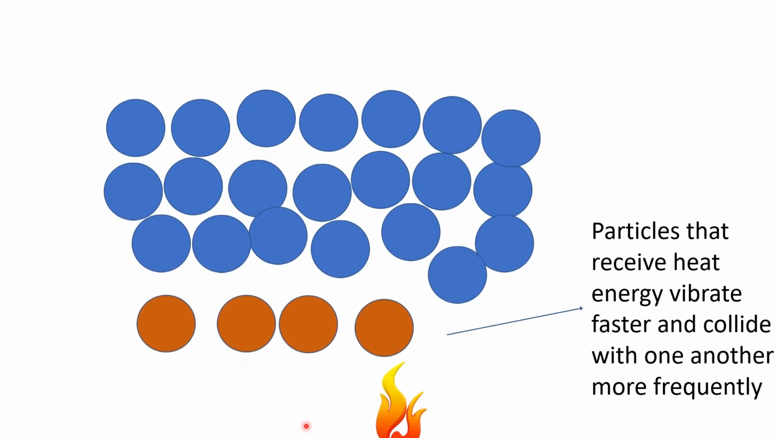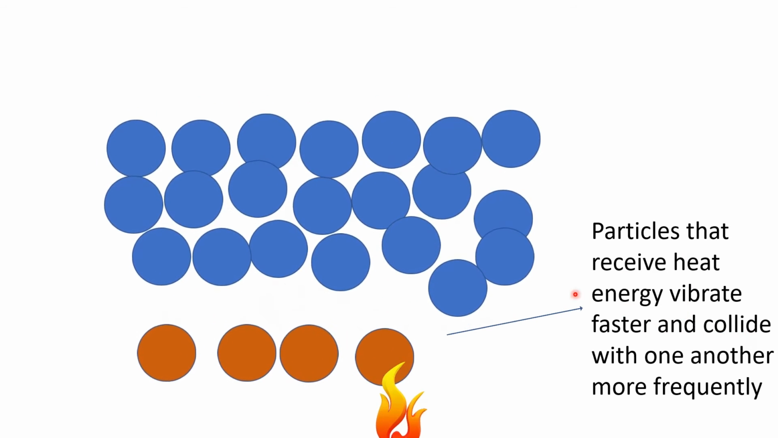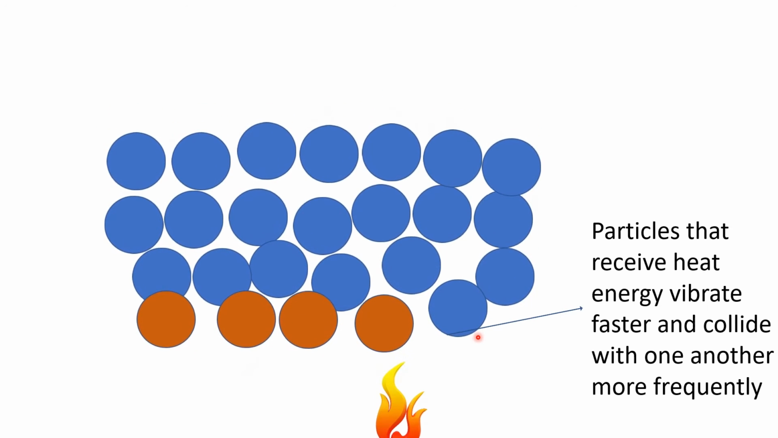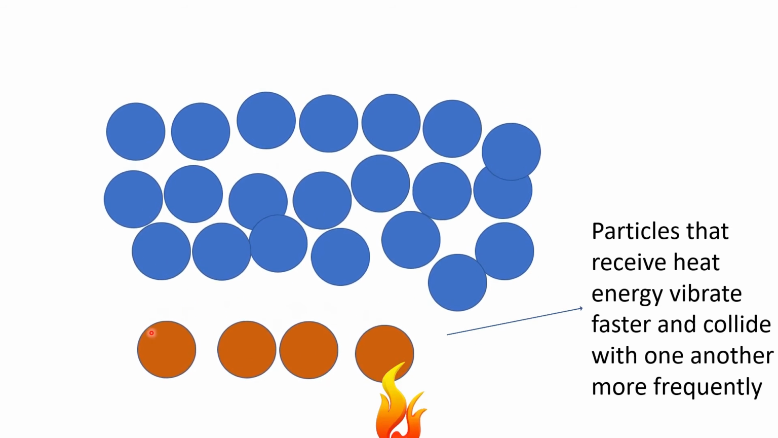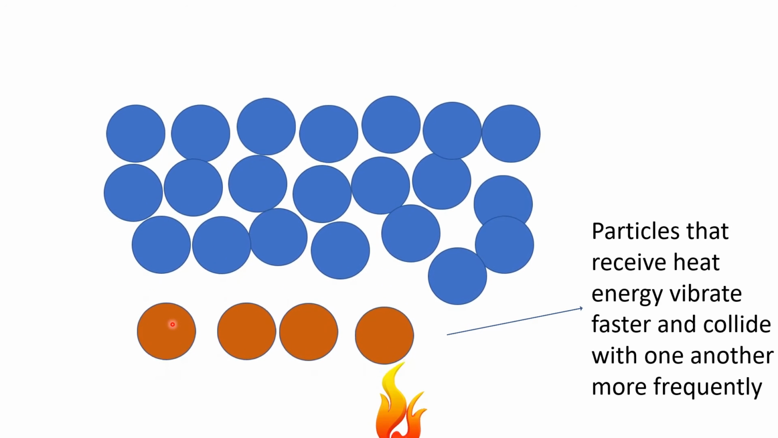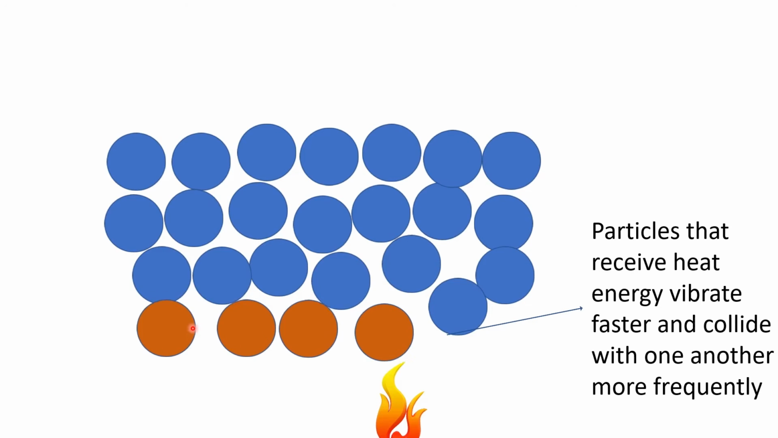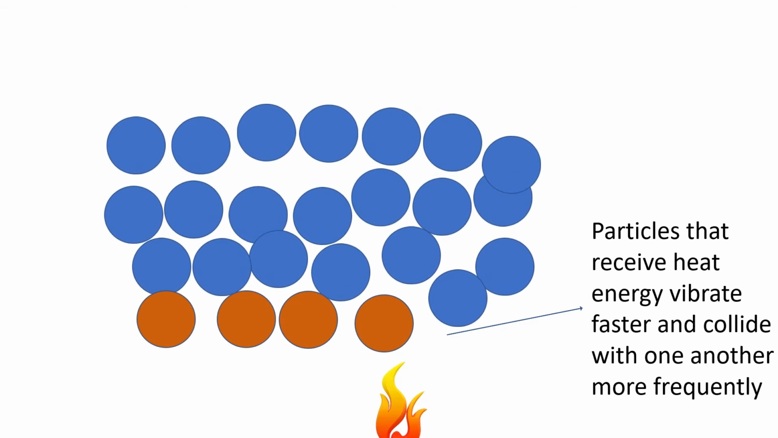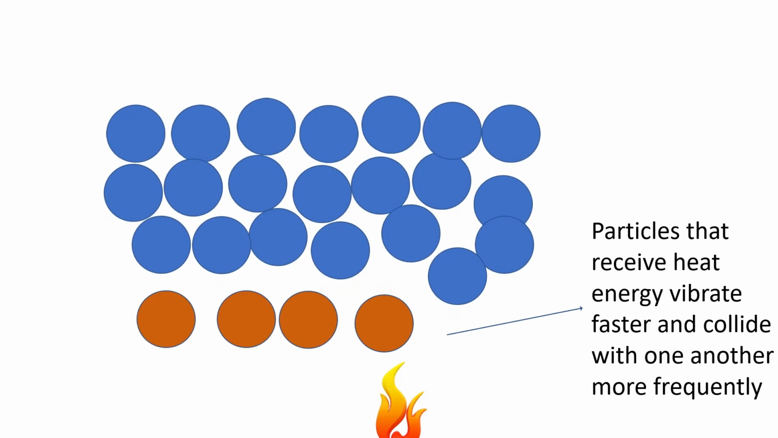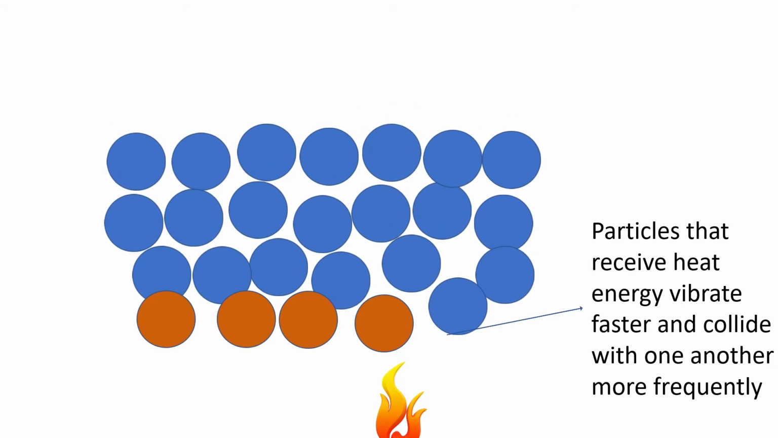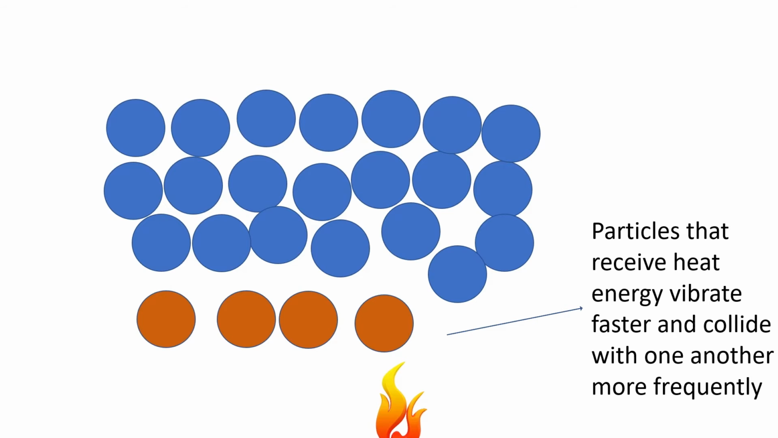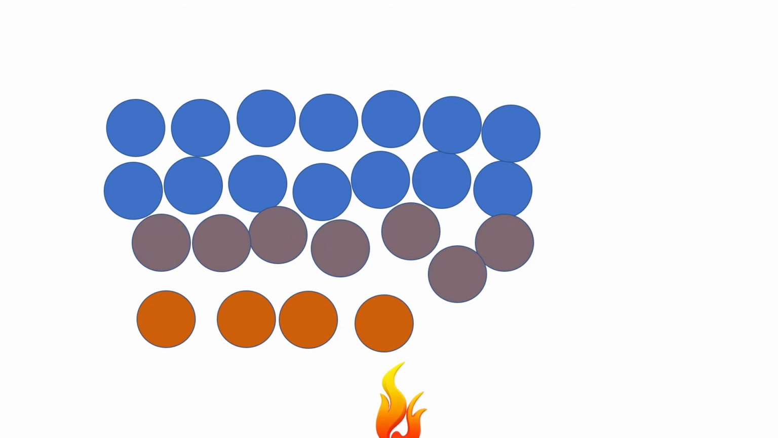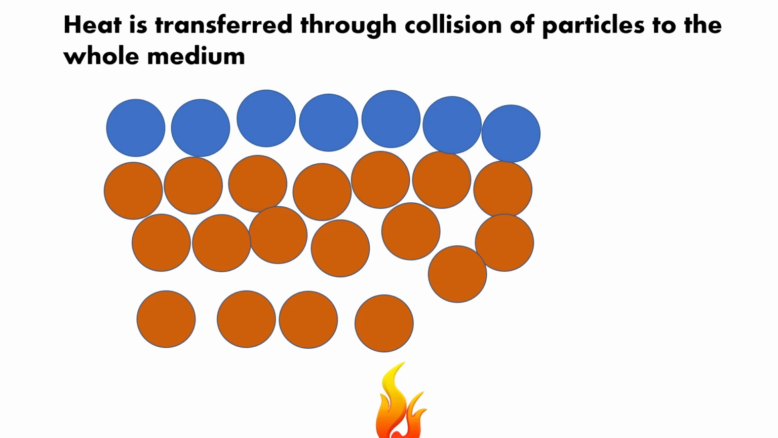Particles that receive heat energy vibrate faster and collide with other particles more frequently. We can see that the red particles collide with the blue particles, and heat energy is transferred from the red particles to the blue particles. Heat is transferred to the whole solid. Finally, the whole solid will become hot.